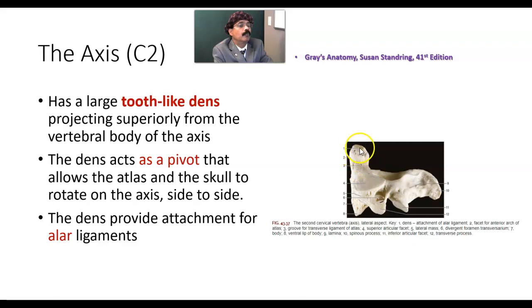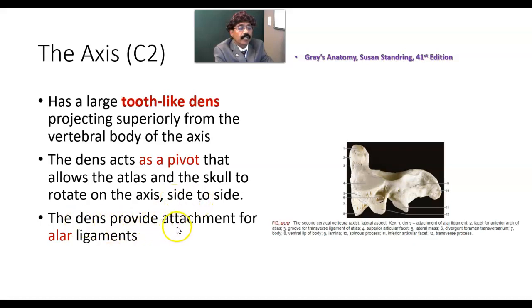Embryologically, this part is the body of the atlas that has been separated from the atlas and attached to the body of the axis. The dens acts as a pivot that allows the atlas and the skull, that means the head, to rotate on the axis, a side to side movement.